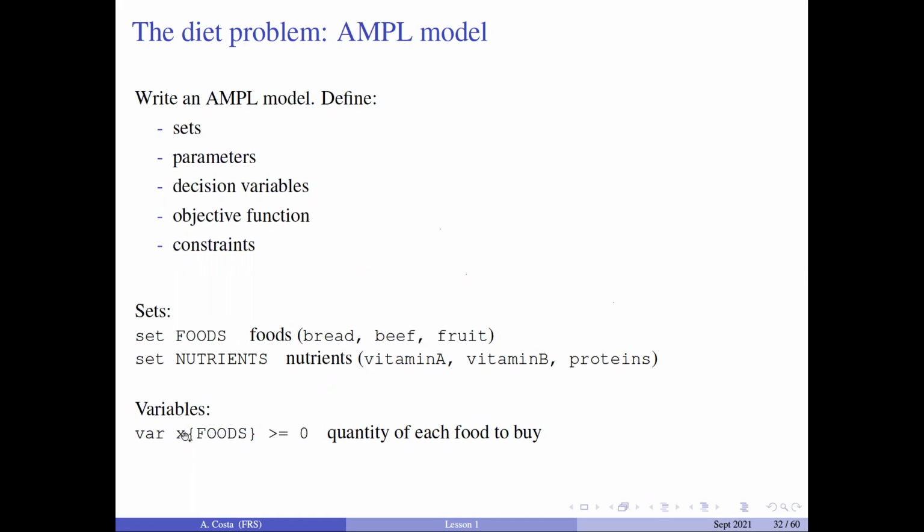And then the variable is 1 variable for each food. So eventually we have to decide how many units of bread, how many units of beef, and how many units of fruit. So you see now why sets are interesting, because instead of writing X bread, X beef, X fruit, this way we can save time. It's the same as X1, 2, 3. But we can also have names to index this.